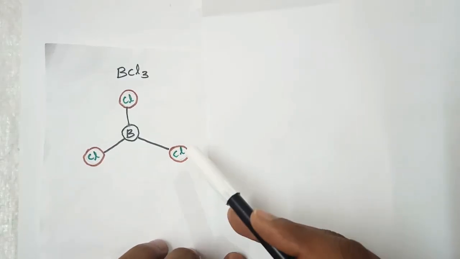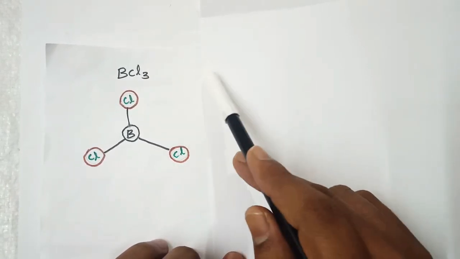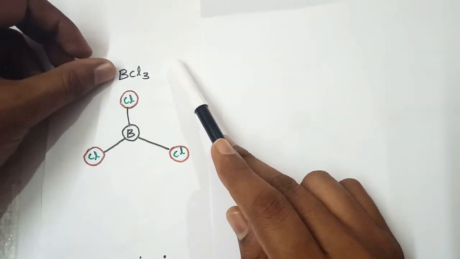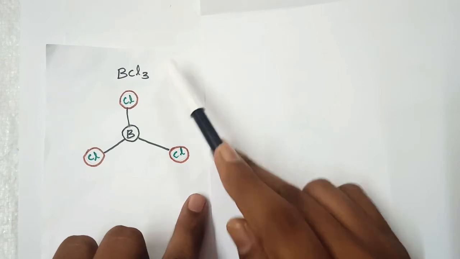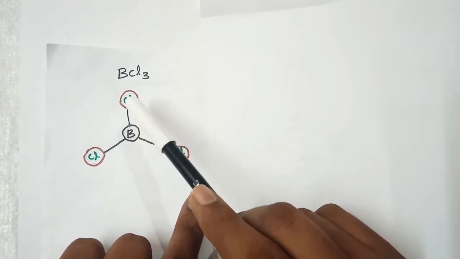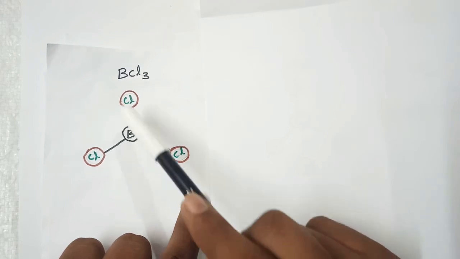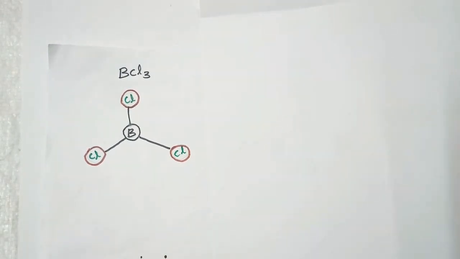Look at this molecule. In this I have taken BCl3 as an example, that means boron trichloride. So here we have one boron and three chlorine atoms. How they formed actually: the boron is combining with three chlorine atoms. So as it can combine with three chlorine atoms, the boron valency is 3.